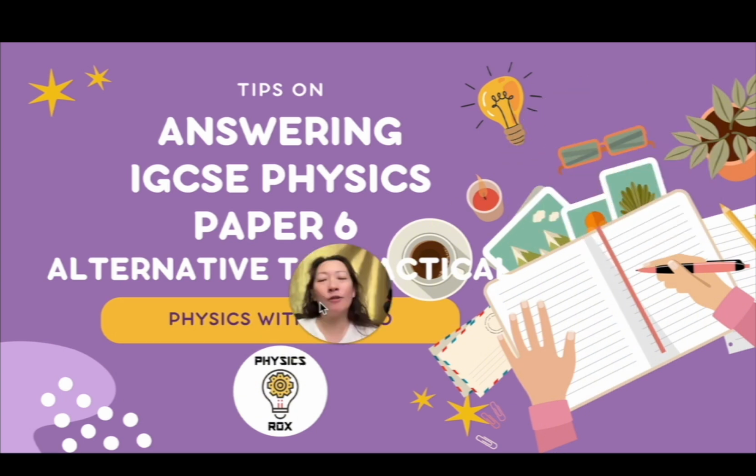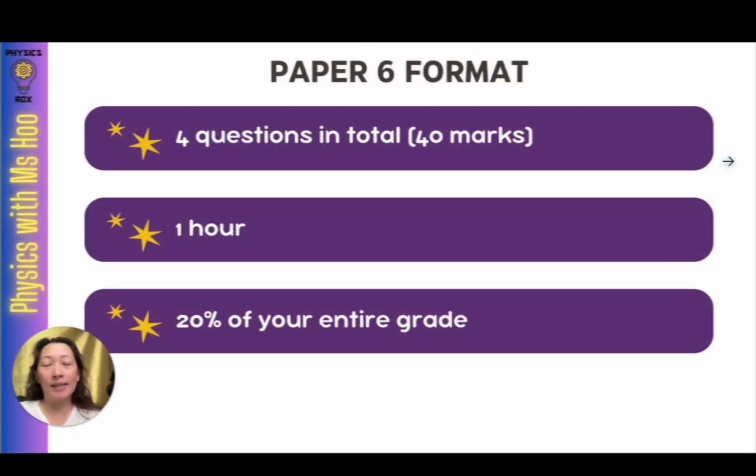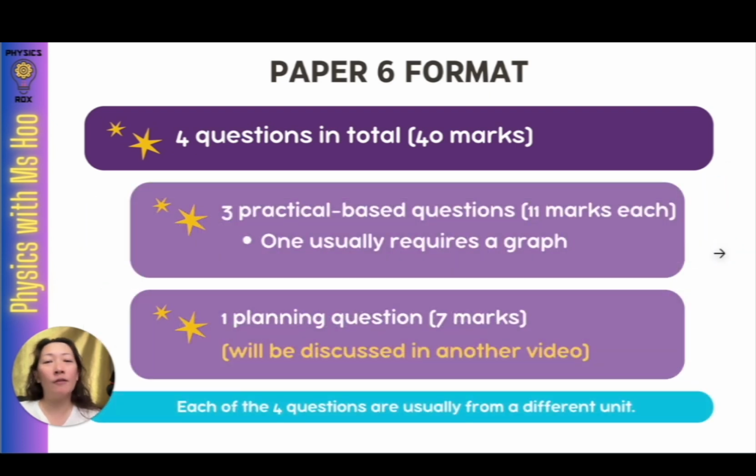First of all, let's go through what Paper 6 is. In terms of the format of Paper 6, it's made up of 4 questions which total 40 marks. You are given 1 hour to finish this paper, and the marks for this paper will constitute 20% of your entire grade. The 4 questions in this paper are made up of 3 practical-based questions which are worth 11 marks each, giving you a total of 33 marks. One of the questions usually requires a graph. The 4th question is a planning question, which makes up the remaining 7 marks.